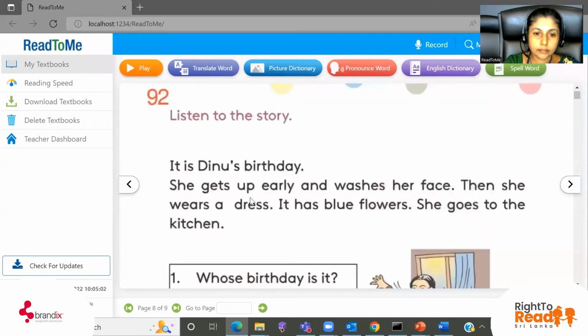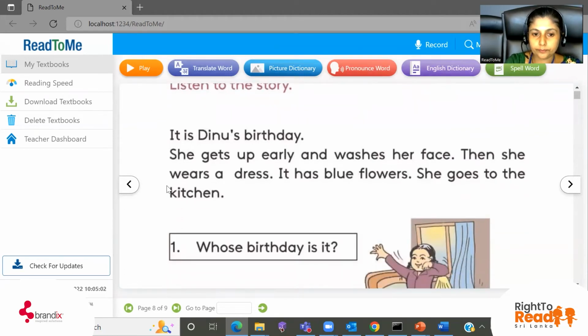Now, in this story, you can see how Dinu spends her day, during her birthday. This story tells her daily routine on her birthday. Now, in the first part, what does she do in the beginning of the day? She gets up early and washes her face.